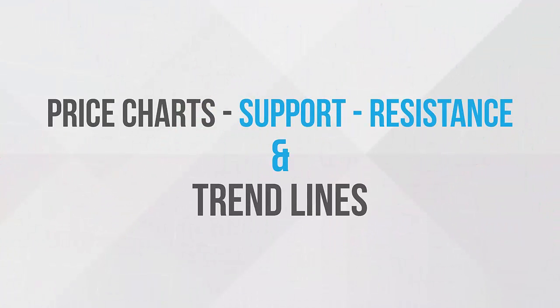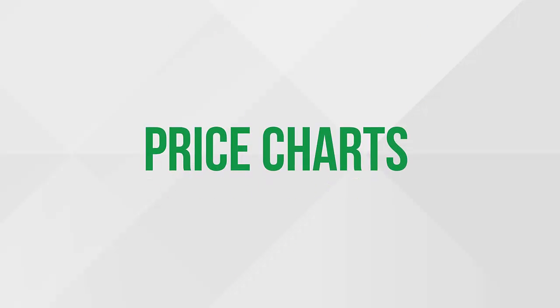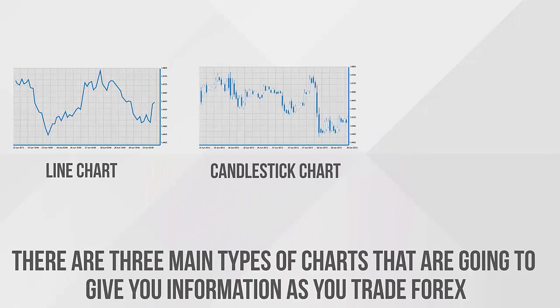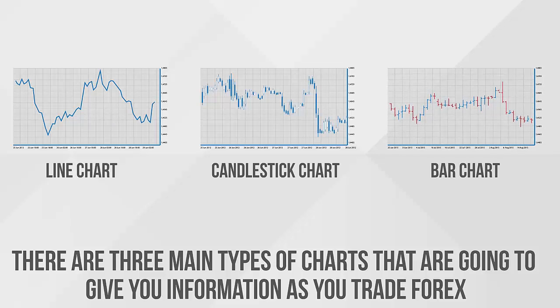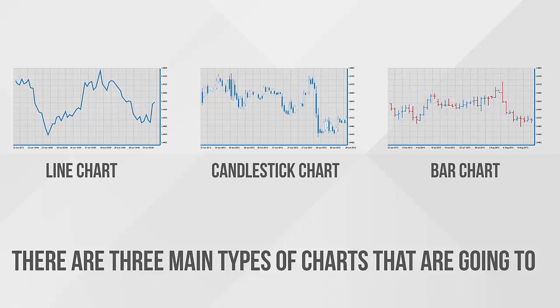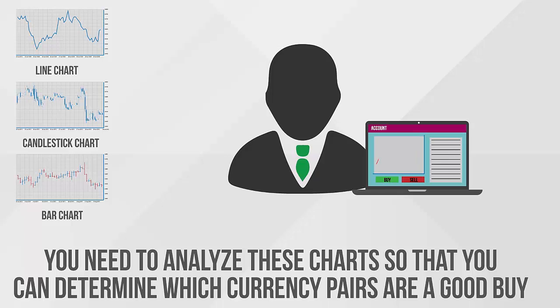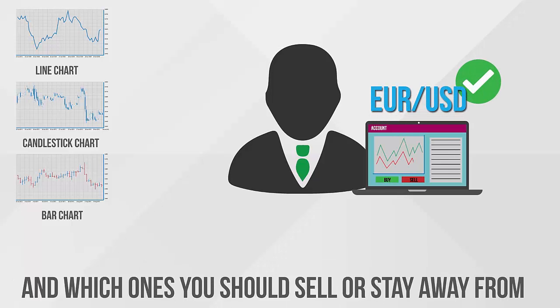Price charts, support, resistance and trend lines. Price charts. There are three main types of charts that are going to give you information as you trade Forex. You need to analyze these charts so you can determine which currency pairs are a good buy and which ones you should sell or stay away from.